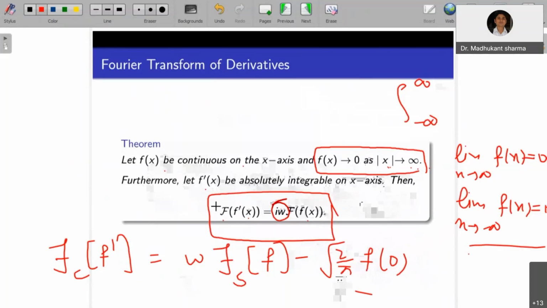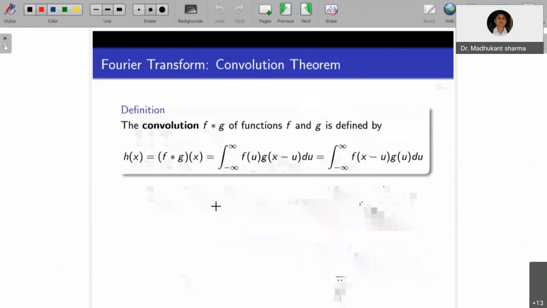Okay, so now we will take the help of this to solve PDEs. You can also solve ODEs, you can take that also. Like in the Laplace transform case, there was a convolution theorem. What it was telling is that the Laplace transform of the convolution of two functions was the product of their Laplace transforms, F of s into G of s.